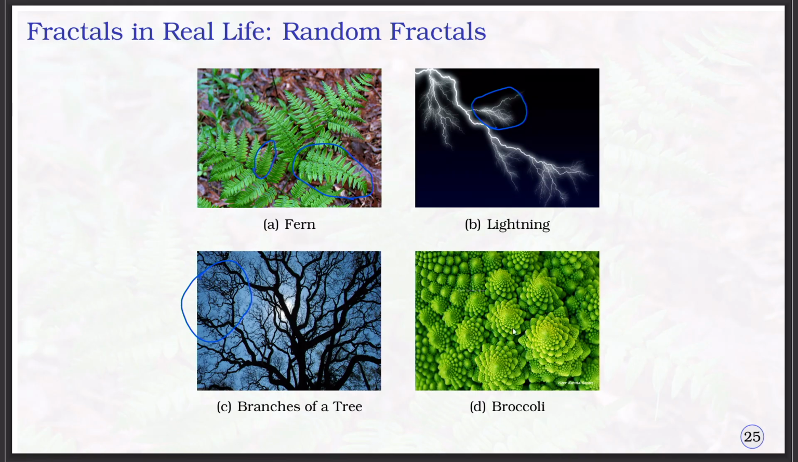In the broccoli, I take this part, and one can compare the part of this broccoli with the whole thing. This part also approximately resembles the whole thing. That means the sizes are different, but their nature looks similar. So, therefore, these 4 objects are examples of random fractals. These fractals have some irregular nature compared with the deterministic fractals.